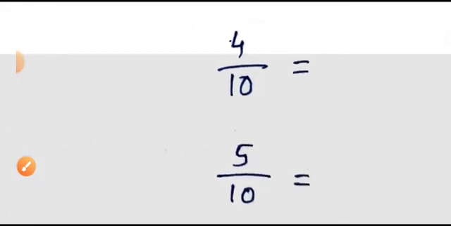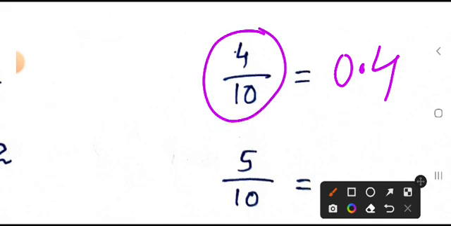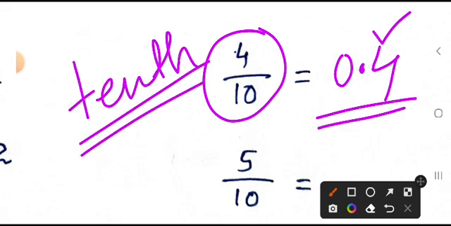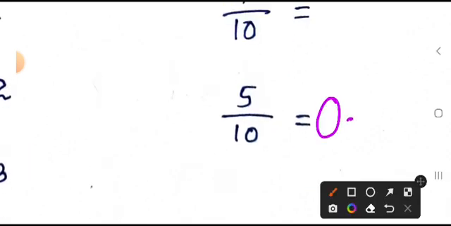Likewise for 4 upon 10, what should we write? 0 point, and after the decimal point just write 4, 0.4. So for 4 upon 10 we have 0.4 as the decimal form, and here 4 is in the tenths place. For 5 upon 10 we should write 0.5, and here the 5 is in the tenths place.